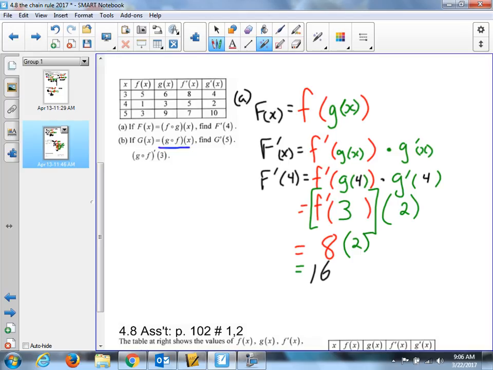If g prime of f of x, and, well, g prime of 5, I'll let you guys try those ones. Okay, I'm going to stop the recording.